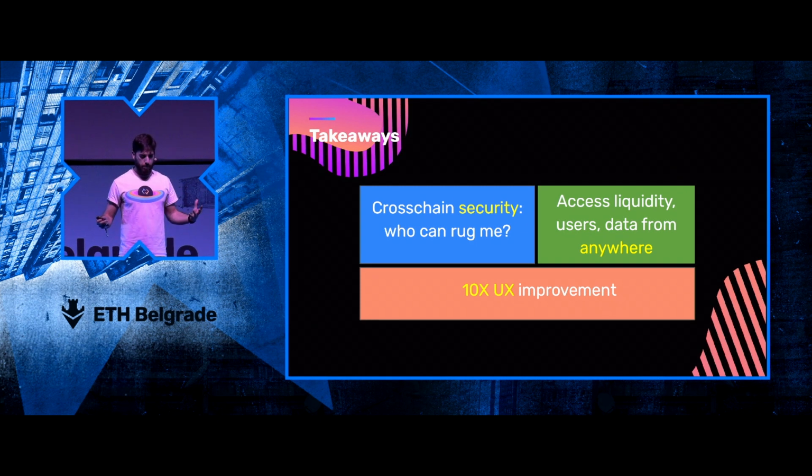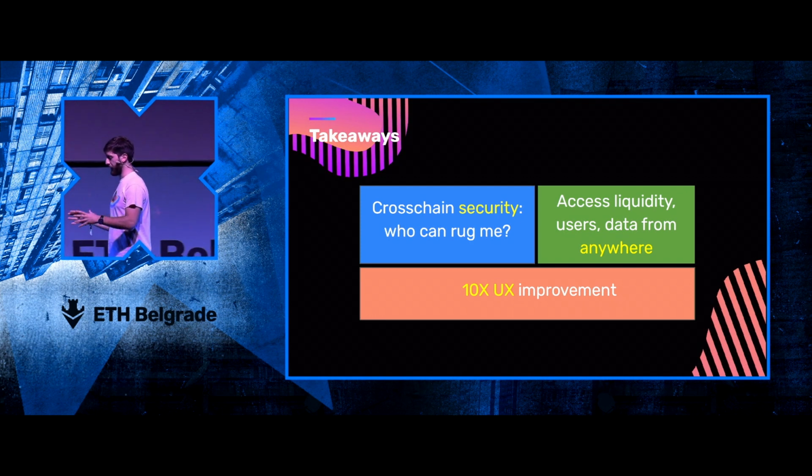Okay, so that was the end of my talk. I just wanted to leave this room with basically three takeaways. The first one is, every time that you think about cross-chain, you have to ask, okay, who has the power to rug me? Who can potentially corrupt this system to steal my funds?